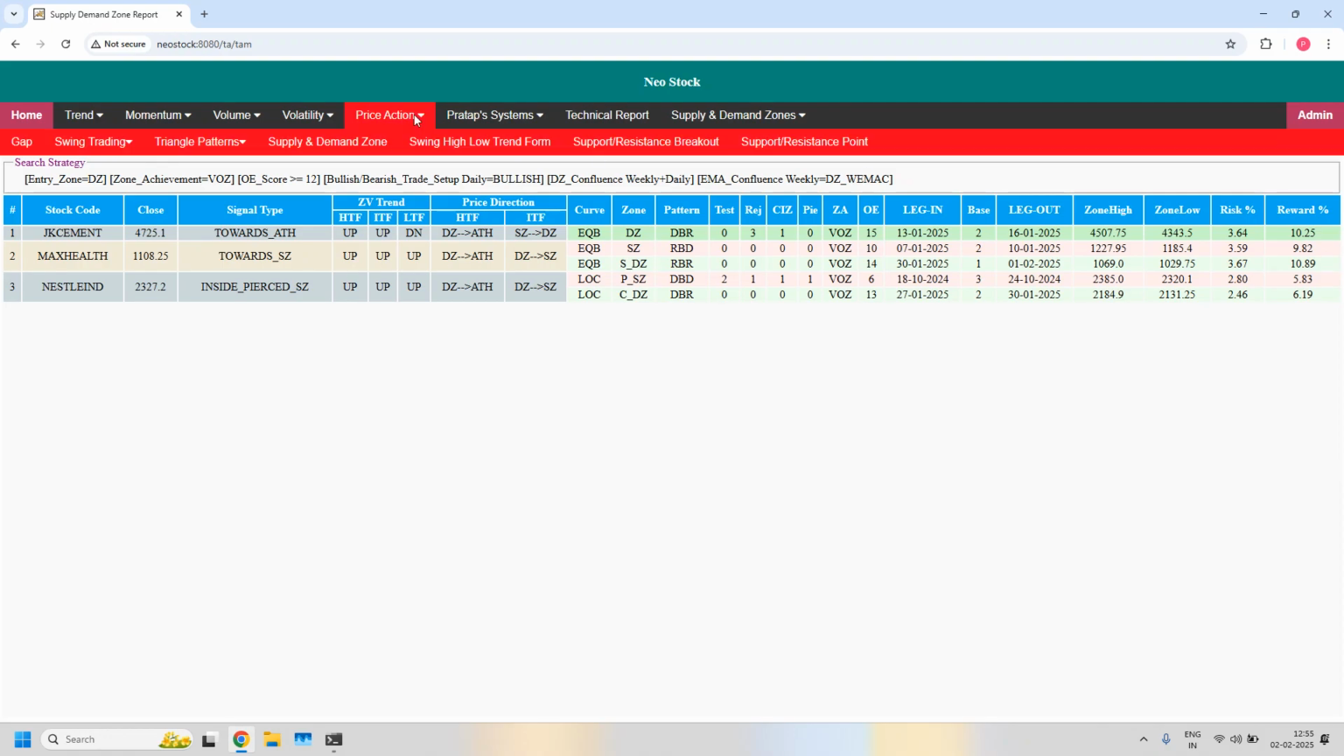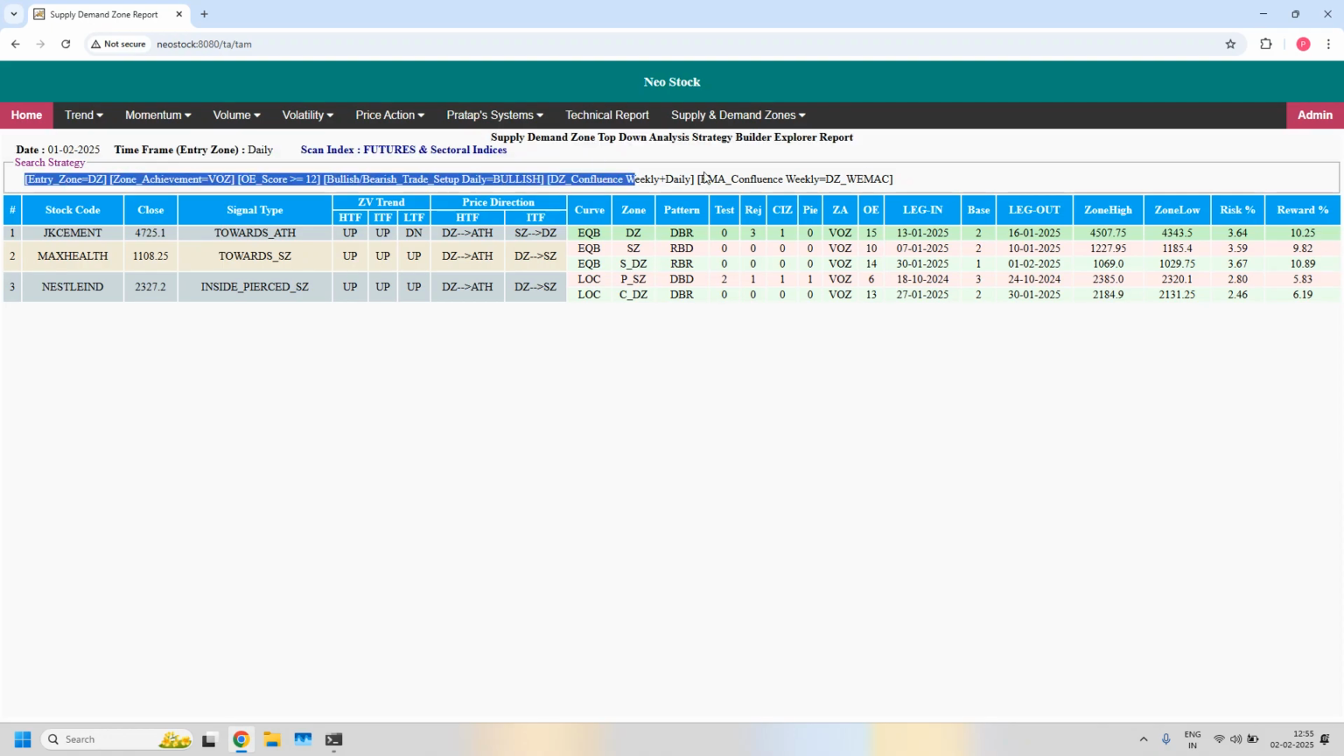You can always look into the search filter here. See the zone, demand zone confluence, daily and weekly, and EMA confluence. Weekly is having weekly EMA confluence, weekly demand zone.